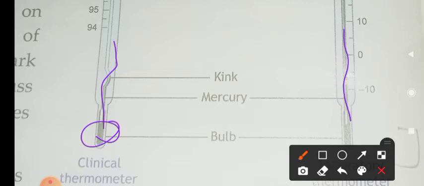The temperature scale is marked on the stem, and the thermometer reading is the temperature coinciding with the end of the thread. So where this mercury level ends, that is the temperature of that object. So this is the common thermometer which we are using.